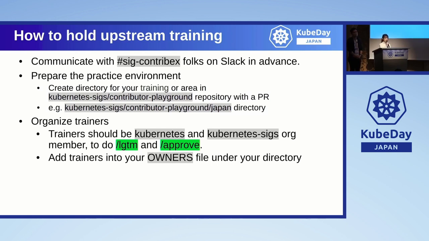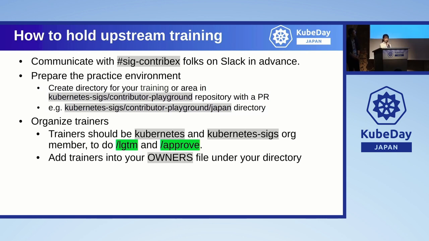Next, prepare the practice environment where people can make contributions during the training without affecting other Kubernetes projects. And we always do this by creating a directory for our training, or an area, in kubernetes-sigs/contributor-playground-repository with a pull request.